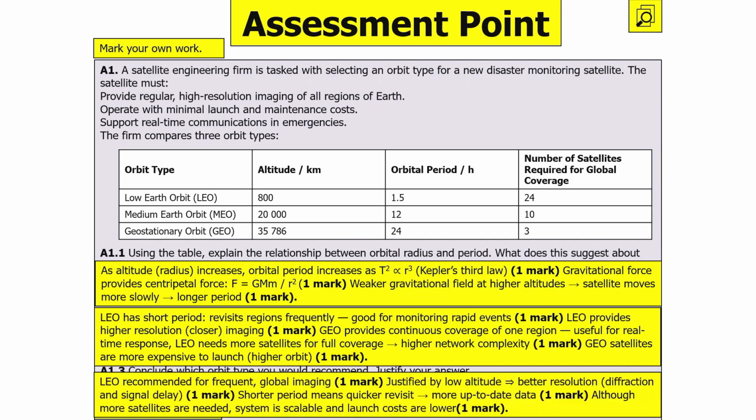Now, finally, I would recommend the LEO for frequent global imaging. It's justified by its lower altitude, which gives better resolution as there's less diffraction and signal delay, and the shorter time period means a quicker revisit, so you'll get more up-to-date information on the disaster. Although more satellites would be needed, the system is possible and the launch costs for each one will be lower.